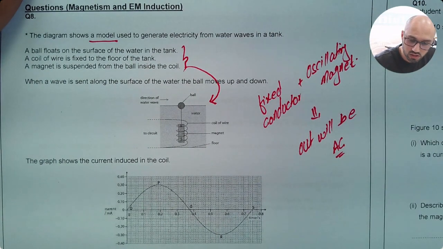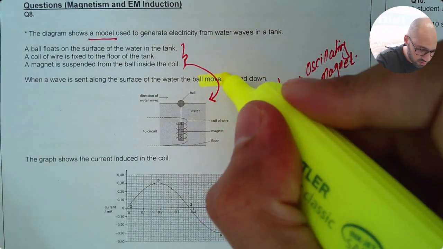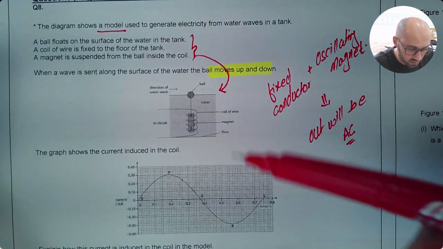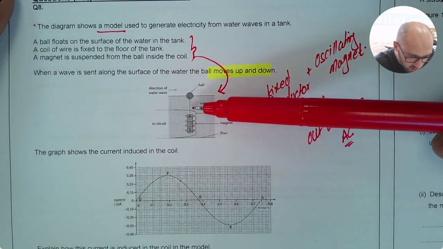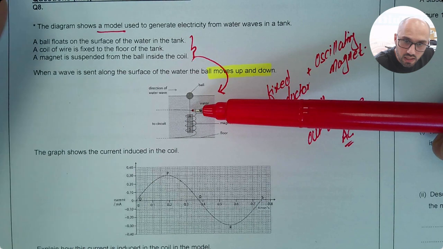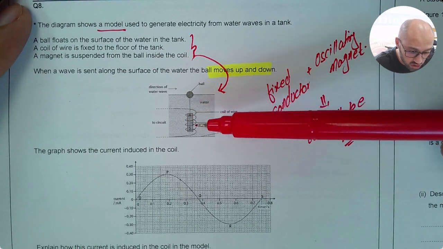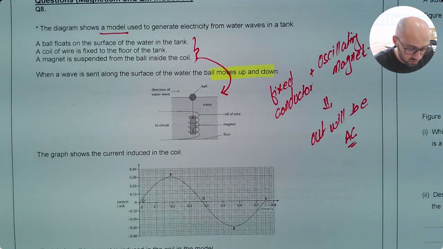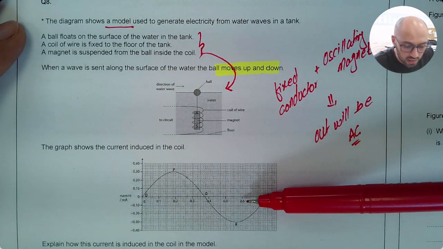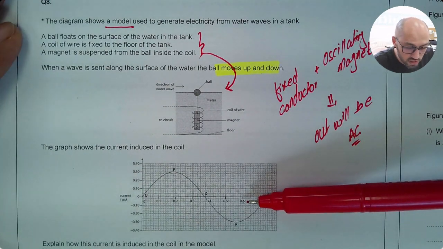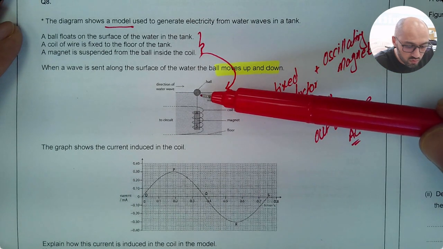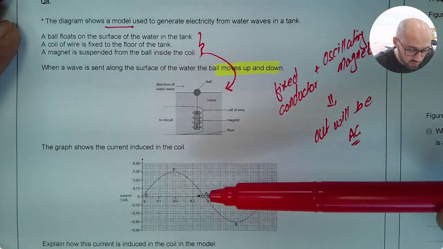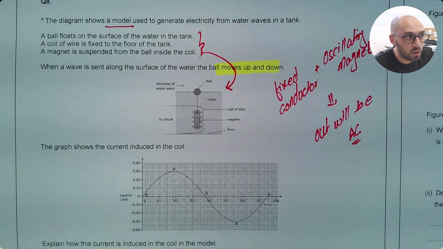So this means it is oscillating. The ball moves up and down, and when the ball moves up and down, it will make this magnet oscillate. And when this magnet oscillates, the magnetic field lines will get cut by this conductor. As a result of this, AC current will be induced in the coil. This graph basically shows how the alternating current changes as a result of the movement of the ball. So we'll have to relate this information with how magnetic field lines are being cut.